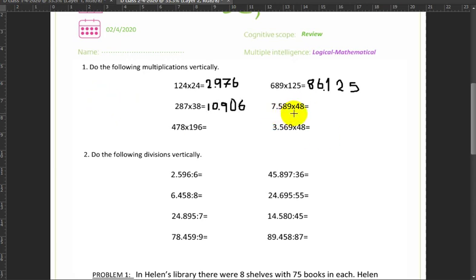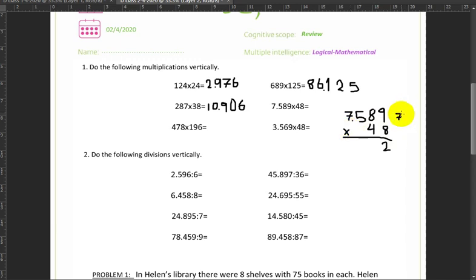Next up, we have 7,589 times 48. So let's do this. 7,589 times 48. 8 times 9 makes 72. Right, 2 carry 7. 8 times 8 makes 64.